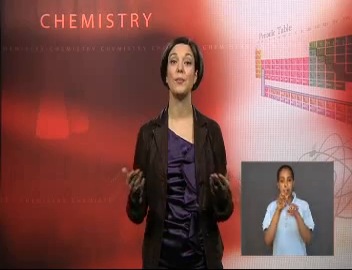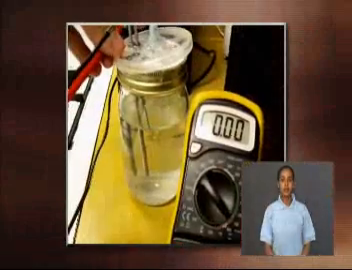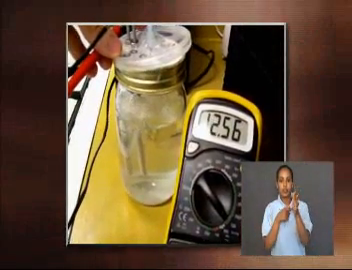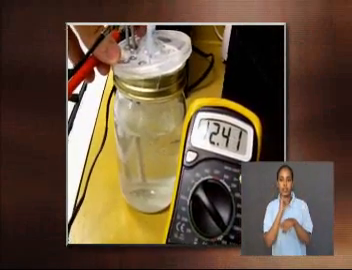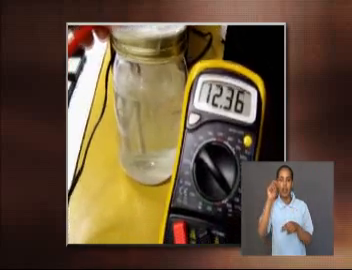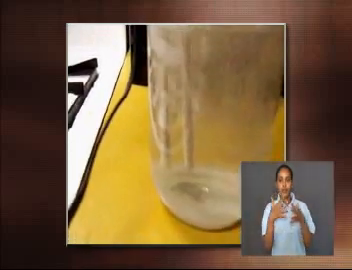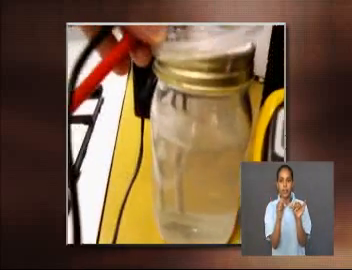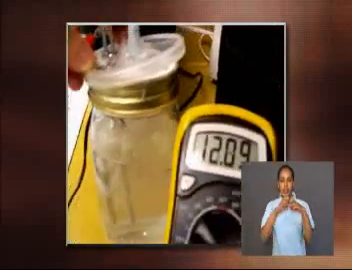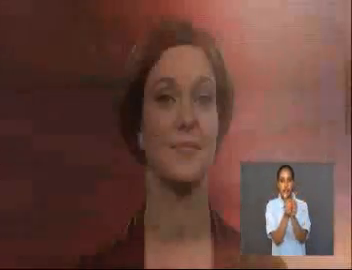In a moment, a video will play on the screen. The device shown in the video is called an ammeter. It is used to measure the strength of the electrical current within the cell.